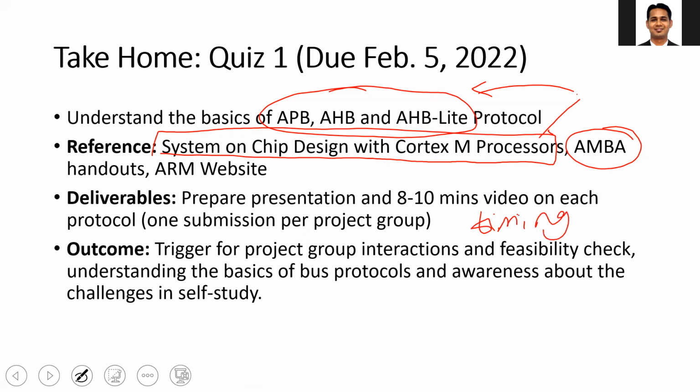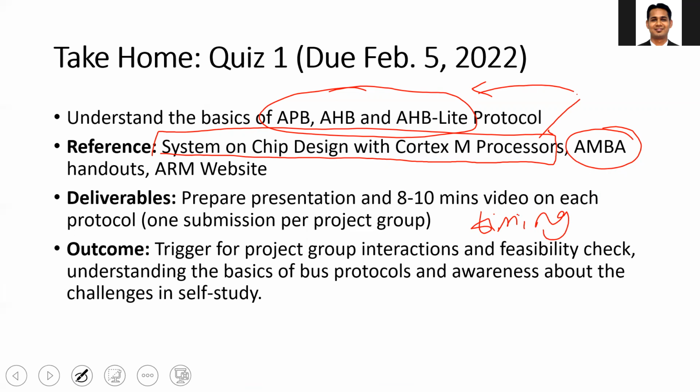Then, why are we doing quiz 1? The first thing is that it needs to be done in a group, so it will start your project group interaction. You will know whether this project is feasible for you, and whether you will be able to work with your project members. You will get that understanding before we actually start working on the project.